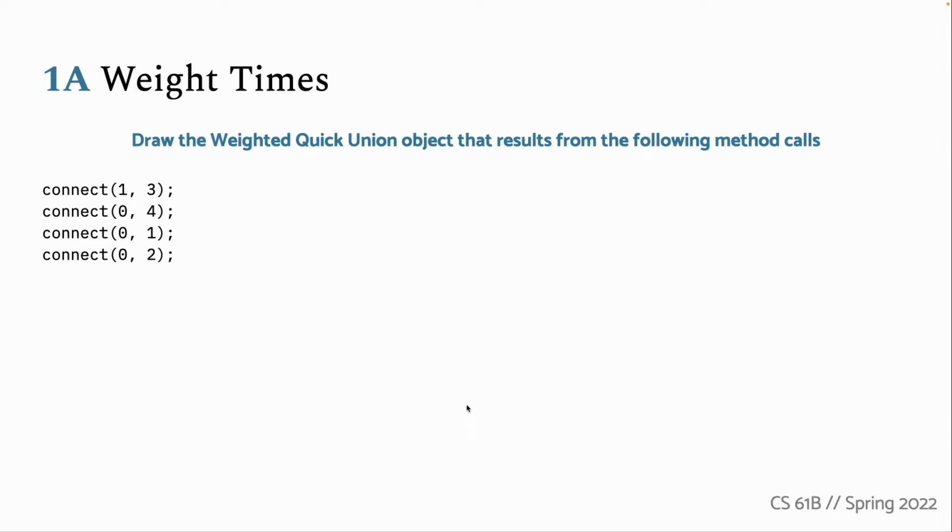Okay, let's get some practice in for all this. I know it's a lot of content. So, starting with weighted quick union, draw the weighted quick union objects that result from the following method calls. I'll give you a chance to think about it.